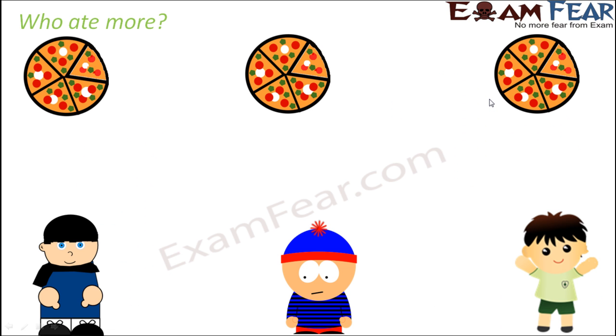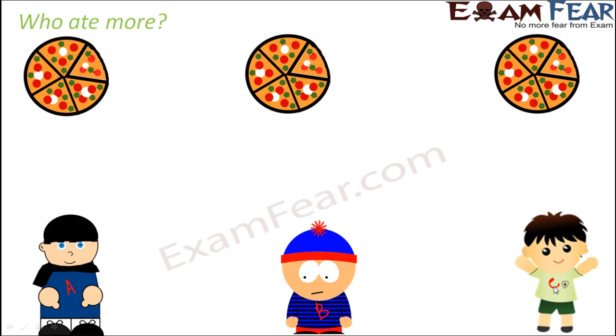Let us look at another example. So here on the screen, you see three kids. Now let us name them. Let us call them A, B and C. So these are the three kids and all of them are hungry. Each of them is given a pizza, as you can see on the screen. So each of them has been given a pizza of the same size.